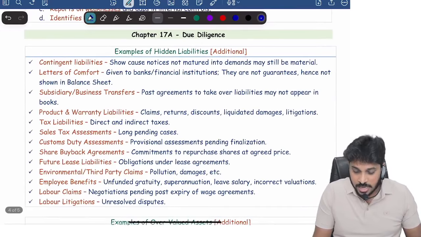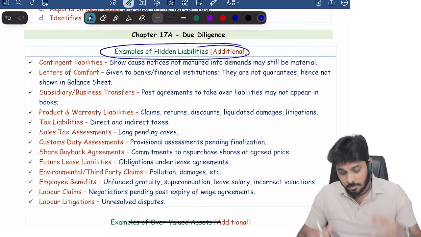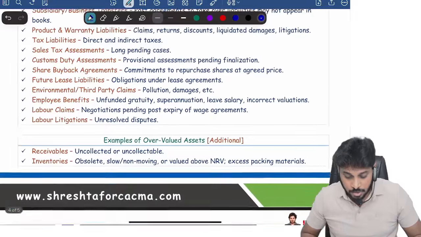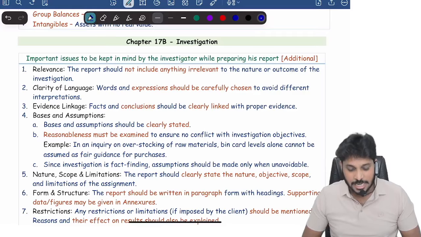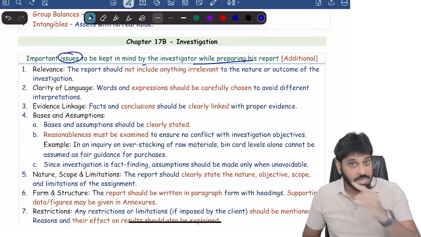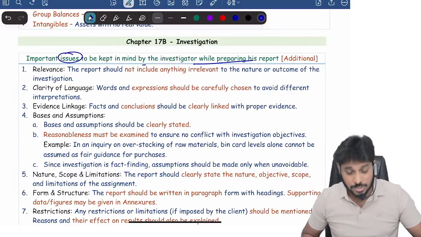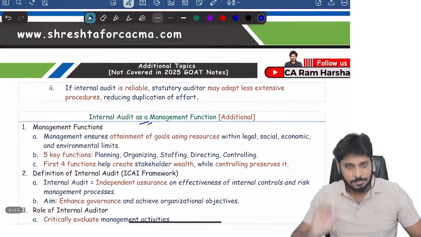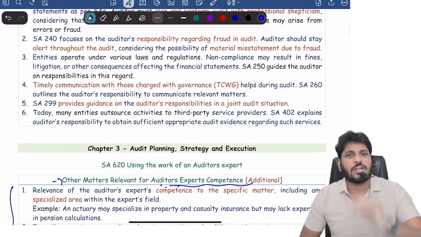Then in due diligence, examples of hidden liability. This is already there in the question bank, but still we are giving it to you at one place. Examples of hidden liabilities, examples of overvalued assets. Then coming to investigation: what are the issues to be kept in mind while preparing the report? This is there in the question bank, but still, once again, we are giving you a separate PDF so that you don't even have to touch the question bank. That's it. Simple. Just 5 pages. All these topics are very easy, not at all a big deal.